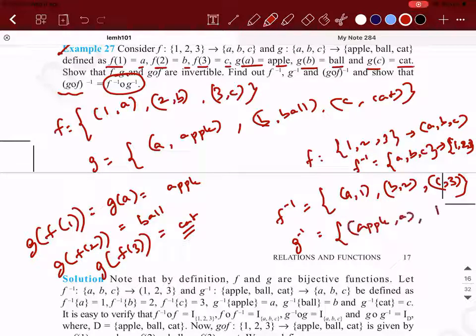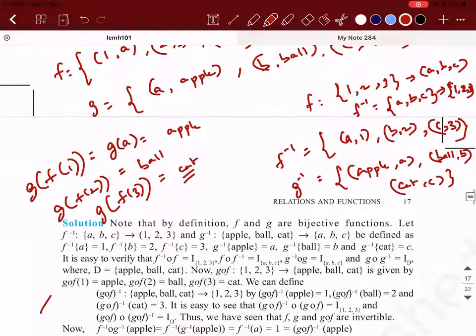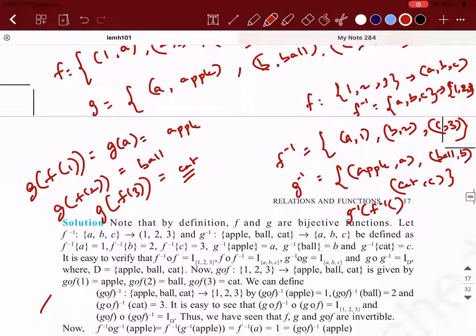Apple A, ball B, cat C. Okay. What is G inverse of F inverse? Oh, F inverse of G inverse. Upper F inverse of G inverse of what should I start with? Apple. Then F inverse of G inverse of ball and F inverse of G inverse of cat.